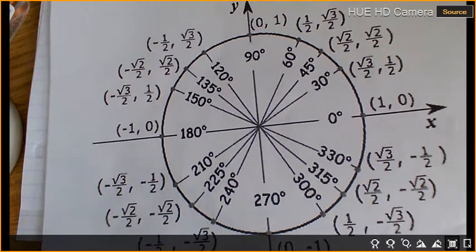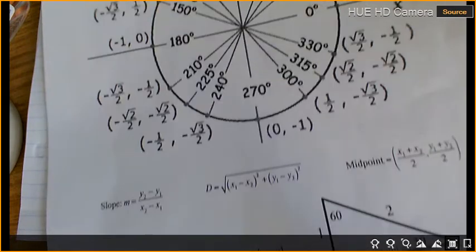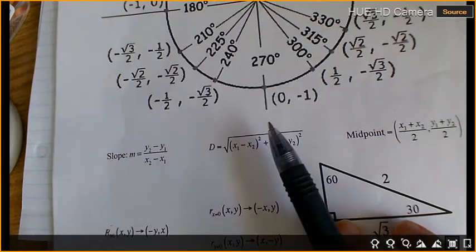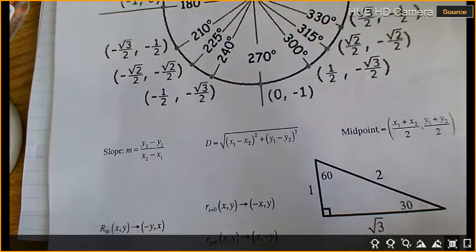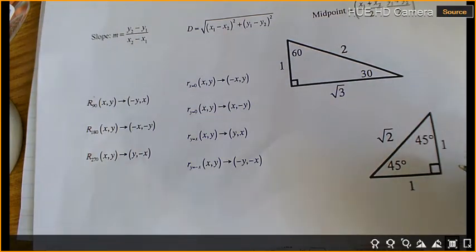On your formula sheet, this will be what I give to you. You will not be bringing your own. I will have these, okay? So you will be given a formula sheet. It has the unit circle at the top. It has the slope formula, distance formula, and midpoint formula. It's got 30, 60, 90 triangle and 45, 45, 90 triangle.